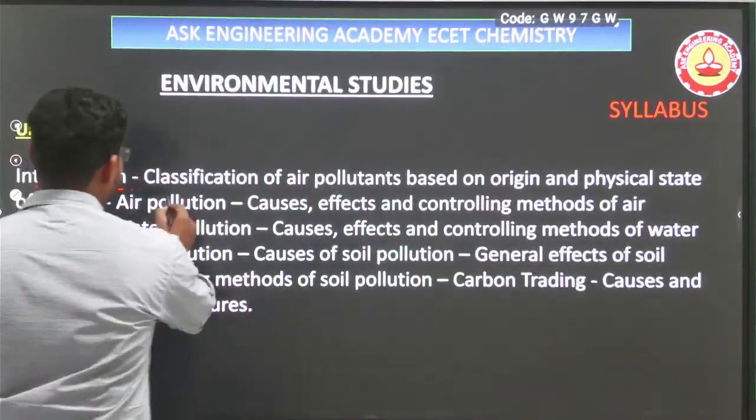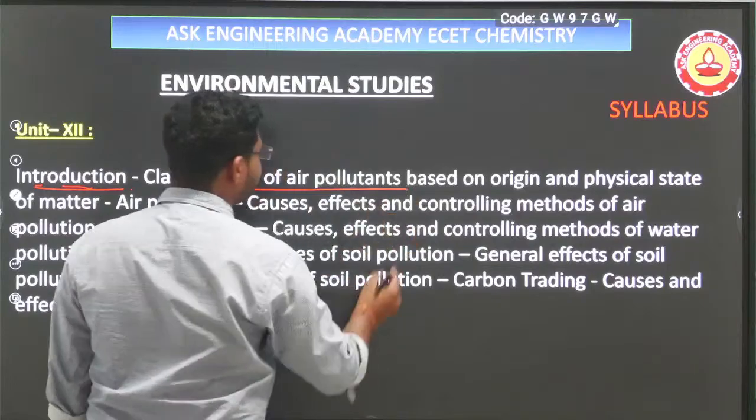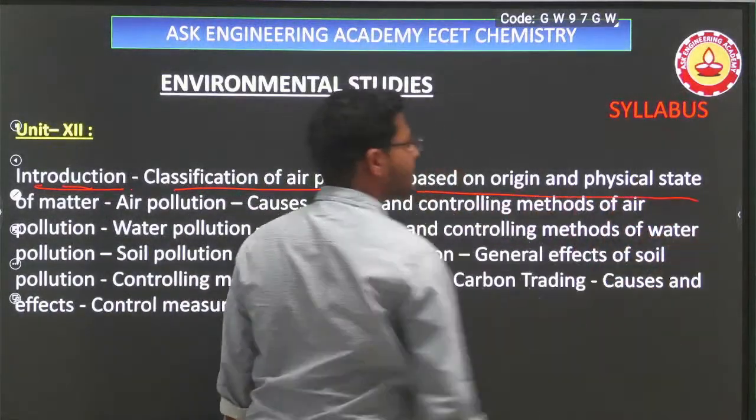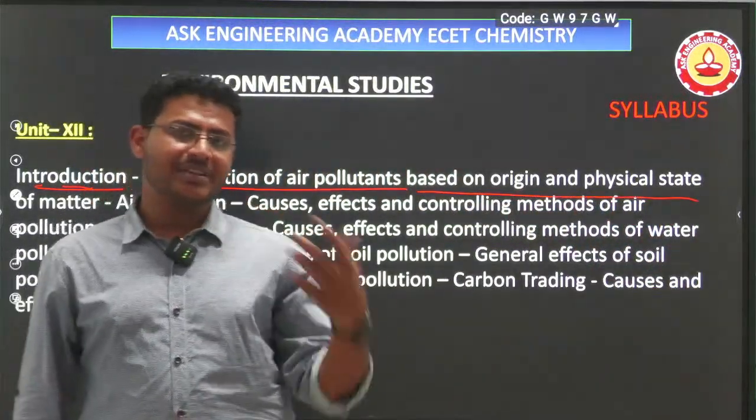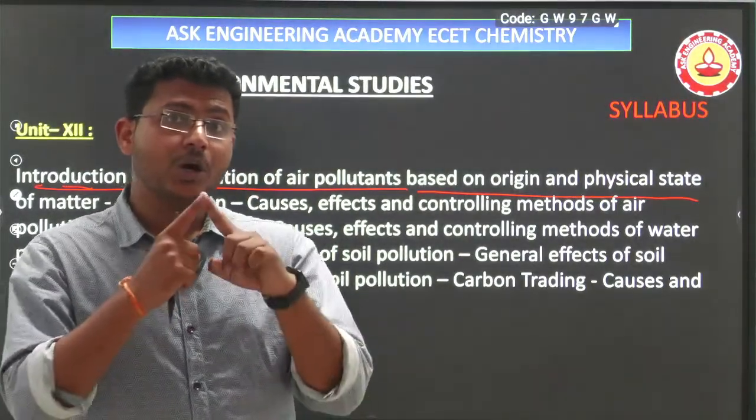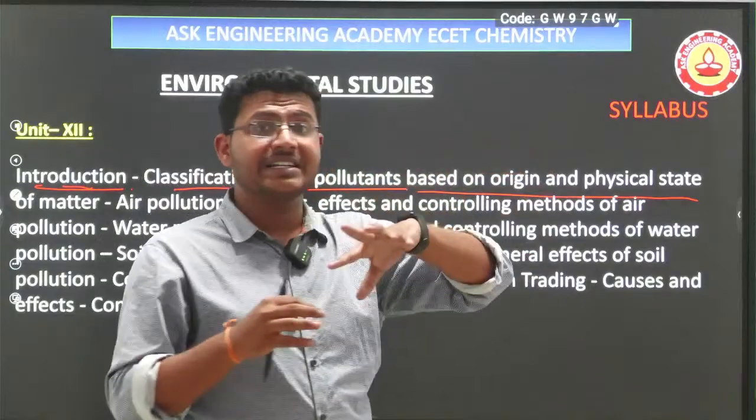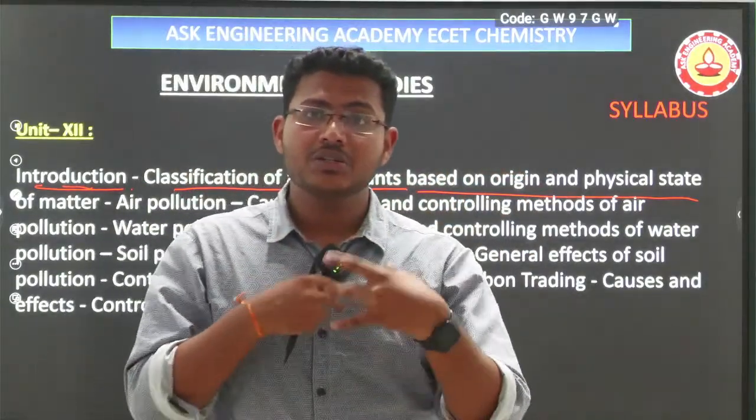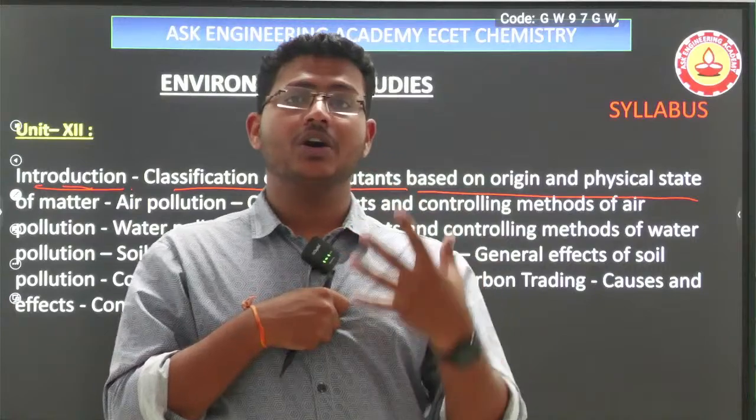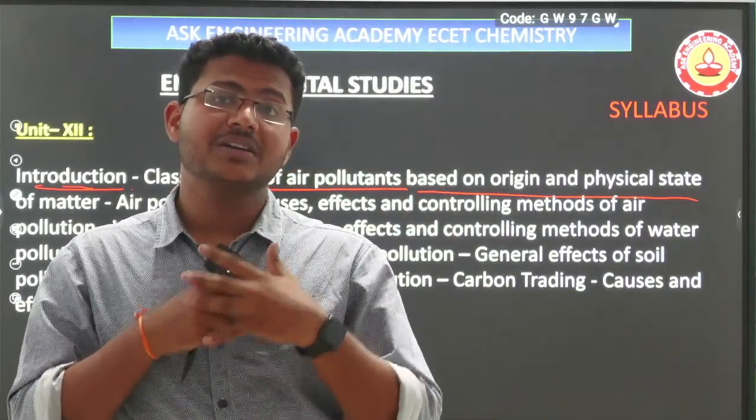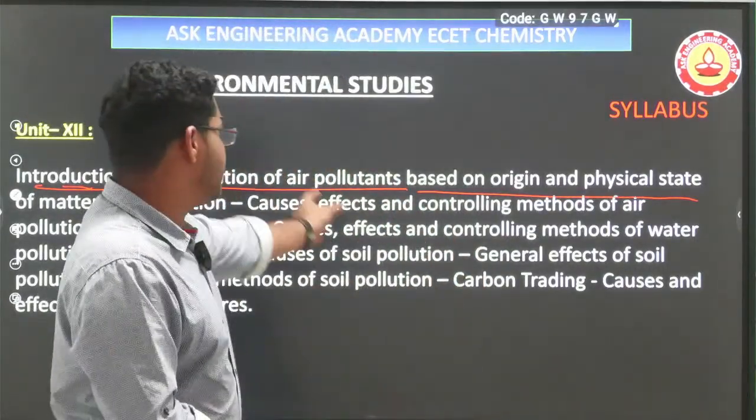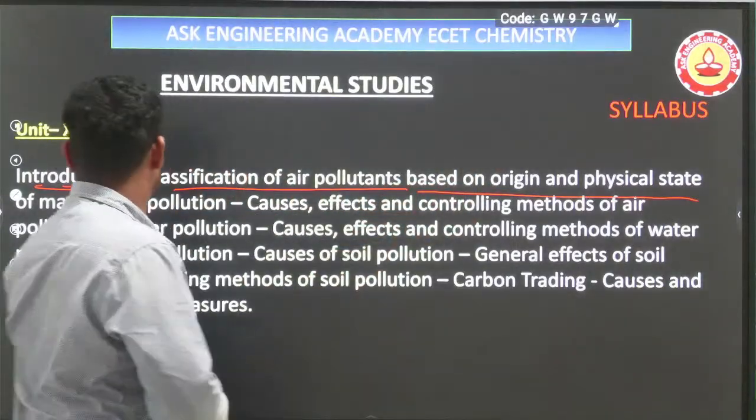Next, classification of air pollutants based on origin and physical state. How the air pollutants are classified based on origin, that is, where they come from, plus physical state, that is physical appearance. Based on the physical appearance and the origin, how the pollutants are divided or classified. In this we usually study this.